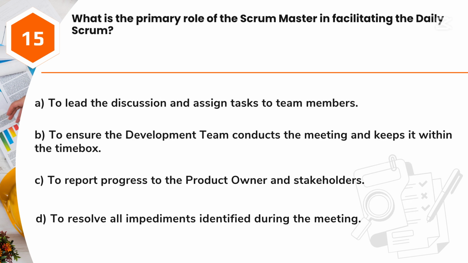Question 15. What is the primary role of the Scrum Master in facilitating the daily Scrum? A. To lead the discussion and assign tasks to team members. B. To ensure the development team conducts the meeting and keeps it within the time box. C. To report progress to the product owner and stakeholders. D. To resolve all impediments identified during the meeting.